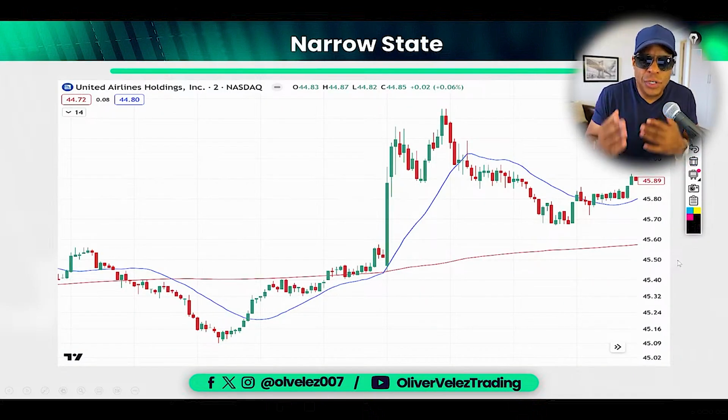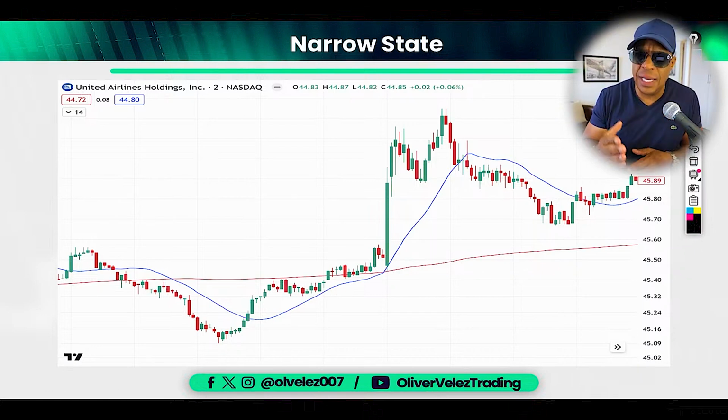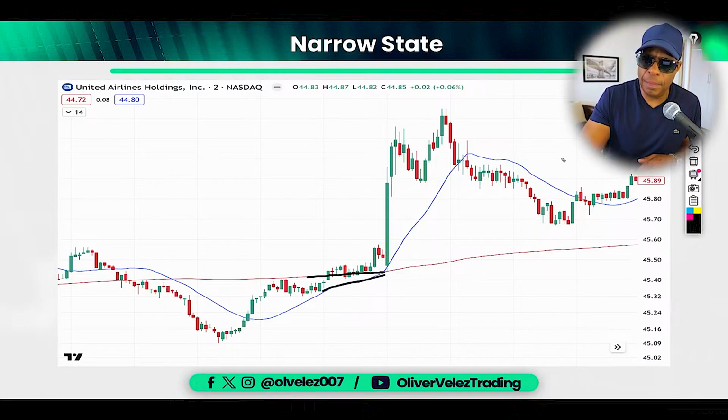All right, guys, notice the narrow state. Always the first thing you see, the first thing I need you to look at, what's the state of the 20 and the 200? Are they relatively flat and are they relatively close? Relatively flat, close, narrow state. This is more wide. All right? But here, we're narrow state. Now, what do you do off a narrow state?